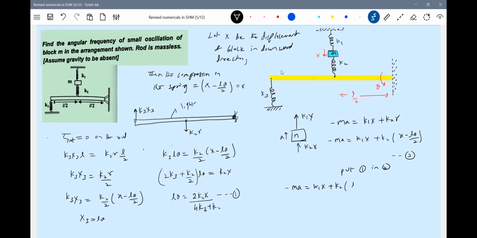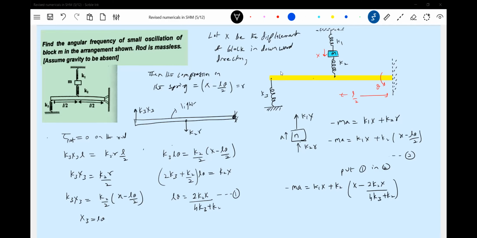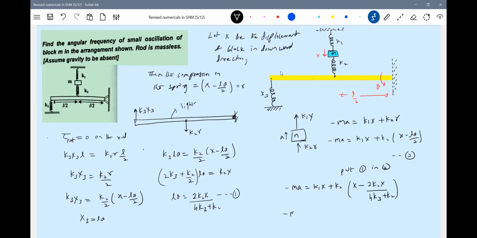K2 X minus 2K2X 4K3 plus K2. So solve for now. Energy method, try it, you'll be in very big trouble. Otherwise, I have proposed it. So it's not that you will not get the answer, but you have to struggle a lot.